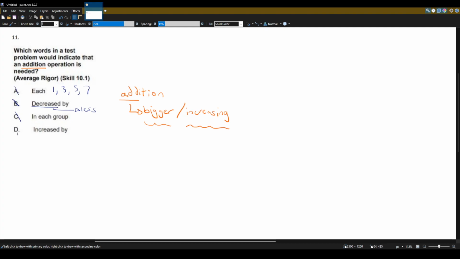So let's look at answer choice D, increased by. Right, so it has the word add in it for us. Increased by, increasing. So if a problem says increased by, it would indicate that an addition operation is needed.